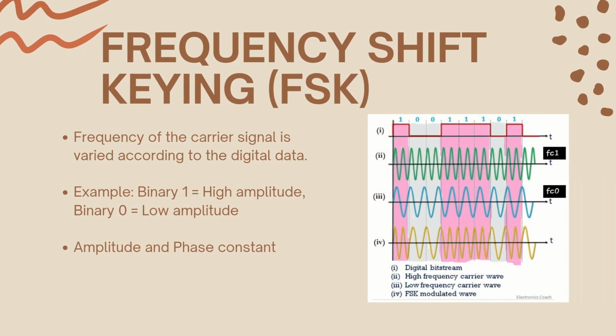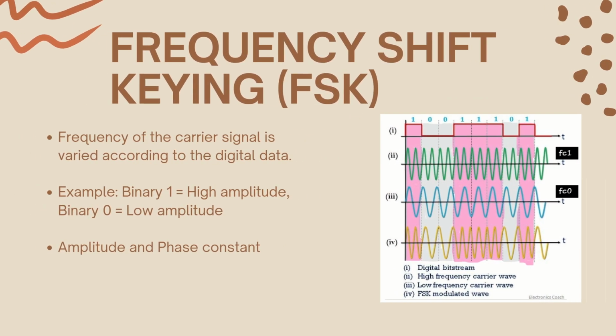Frequency shift keying, also known as FSK, the frequency of the carrier signal is varied according to the digital data. Example, binary 1 is equal to high frequency, binary 0 is equal to low frequency. The amplitude and phase are constant.